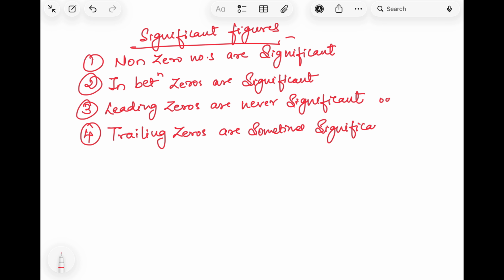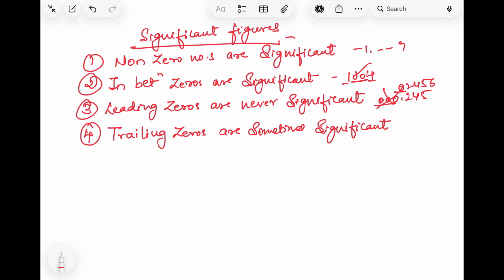That means the zeros which come after a number are sometimes significant and sometimes they are not. So we'll just explain. Non-zero numbers are always significant, meaning the numbers from 1 to 9, all are significant. In-between zeros are significant, for example 1004: there are two zeros between two non-zero numbers, so they are significant. Leading zeros, if there is a number like 0.245 or 0.2456, these zeros are not significant.